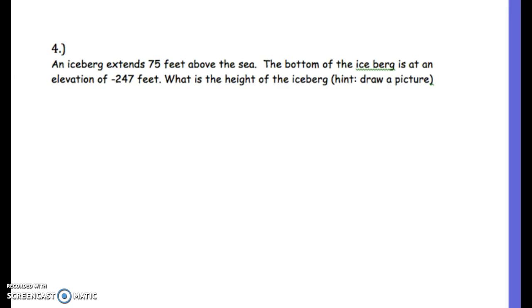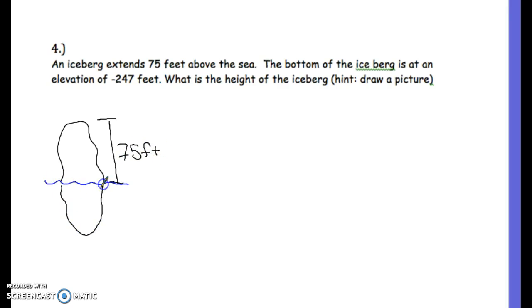Now this one we have a nice little word problem. We're going to draw a picture. Suppose that an iceberg extends 75 feet above the sea. We have our sea, we have our iceberg, and we know that from here to here, this is 75 feet. The bottom of the iceberg down here has an elevation of negative 247 feet. It's negative because it's below the sea level.